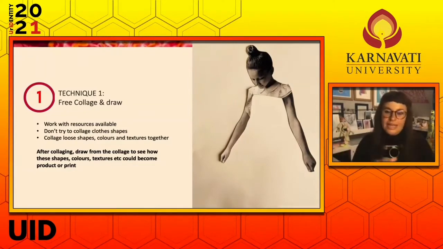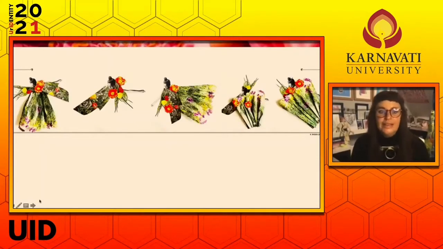So at the first stage, this is much more about creating interesting shapes, textures, and colour combinations. As I said on the notes here, after collaging, you would draw from that collage and see how those shapes, colours, textures, etc. could become product or print, or even silhouette or seam placement. So I've put some examples on here which really emphasize what we were saying about design development being a single idea experimented in lots of different ways.